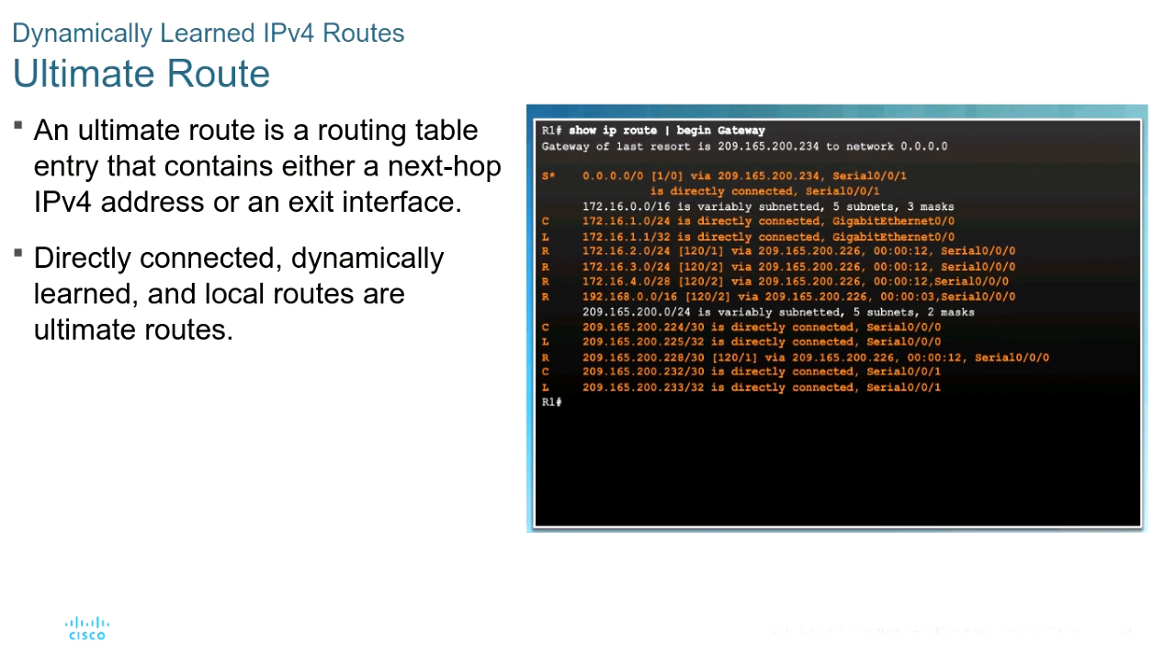So, ultimate route. An ultimate route is a routing table entry that contains a next hop IP address or an exit interface. So these entries in orange, they have an exit interface or a next hop IP address. A couple of entries here don't contain exit interface information. So all of these 172 addresses were subnetted from this original 172.16 Class B address.